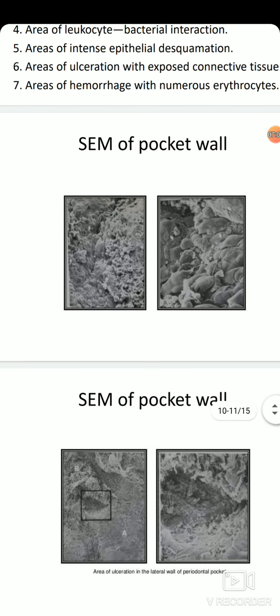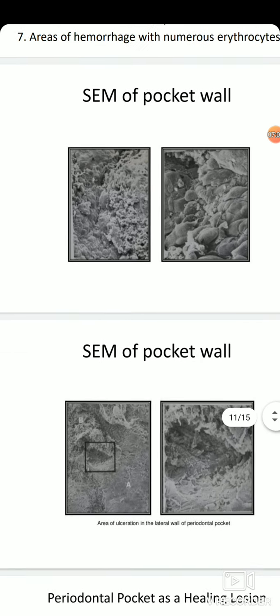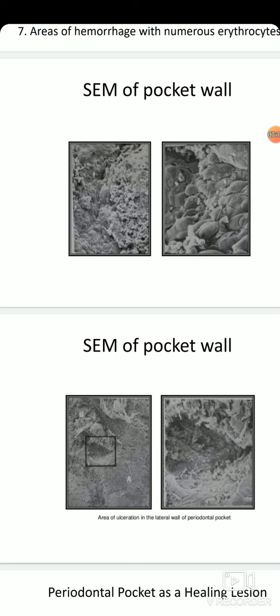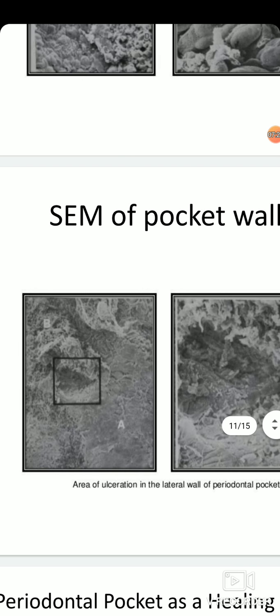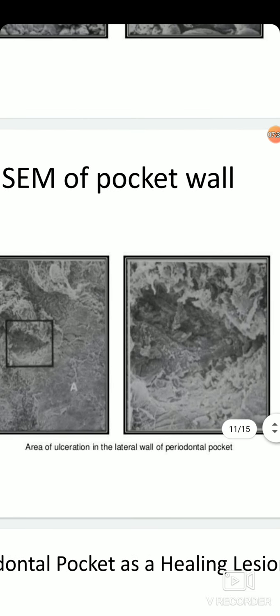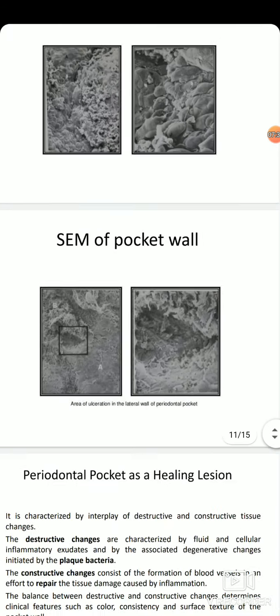The SEM of the pocket wall can be seen in these areas. Some areas of quiescence can be observed here. Some areas of desquamated epithelial cells can be observed, and here you can see the circled area which shows ulceration in the lateral wall of the pocket. Here also you can observe that.